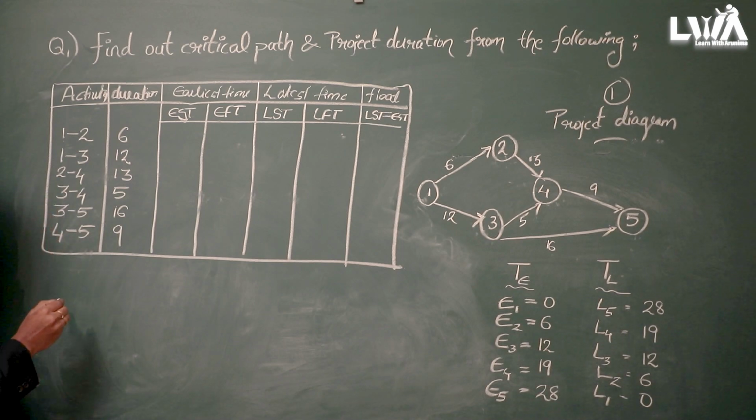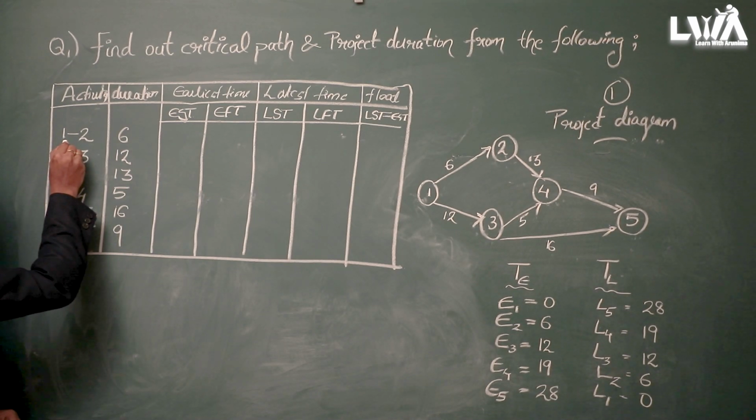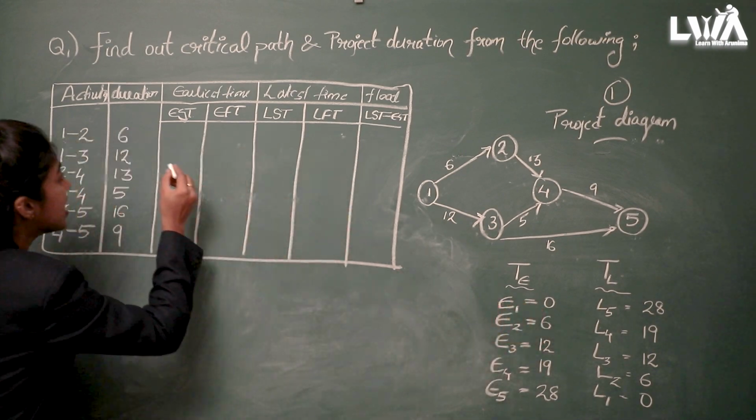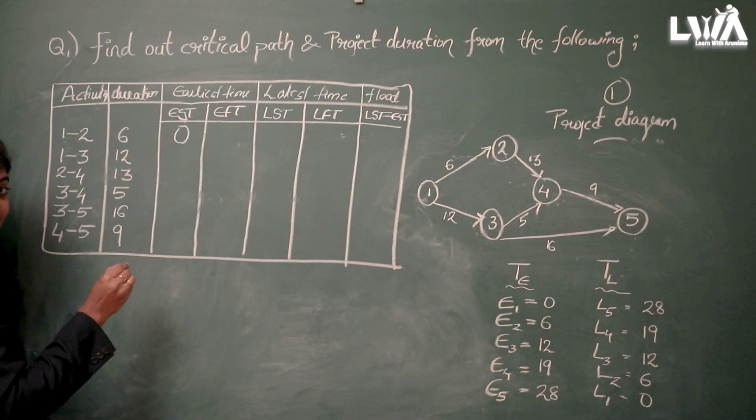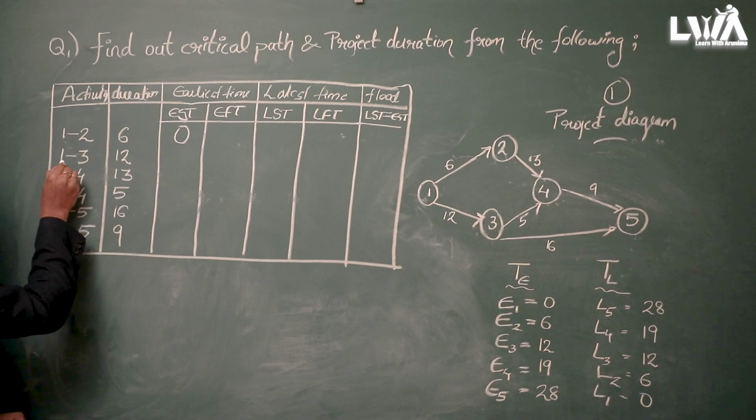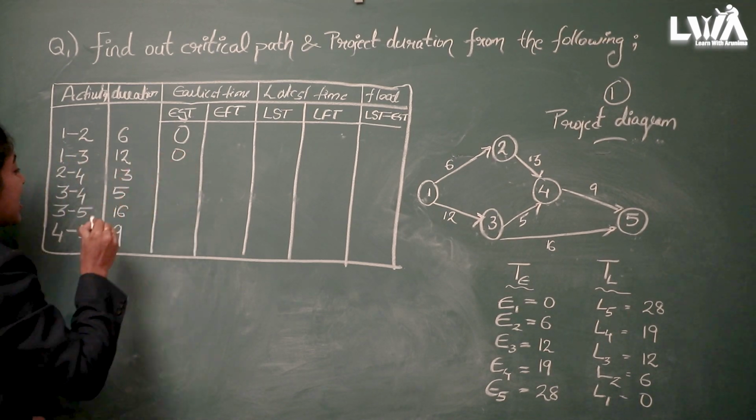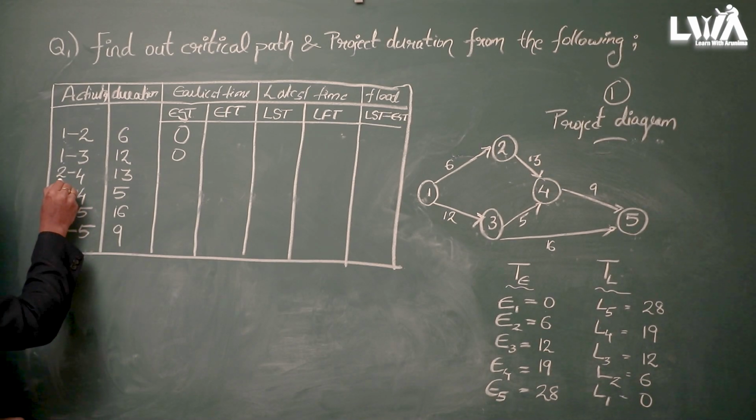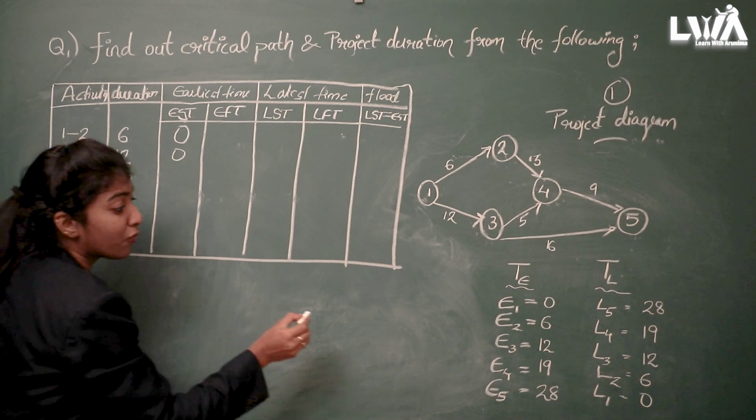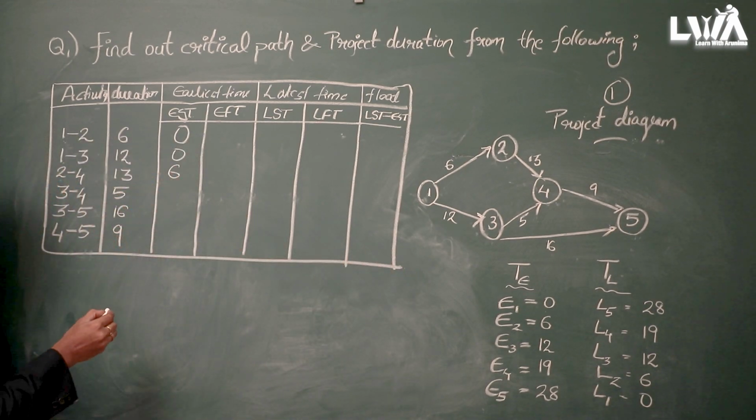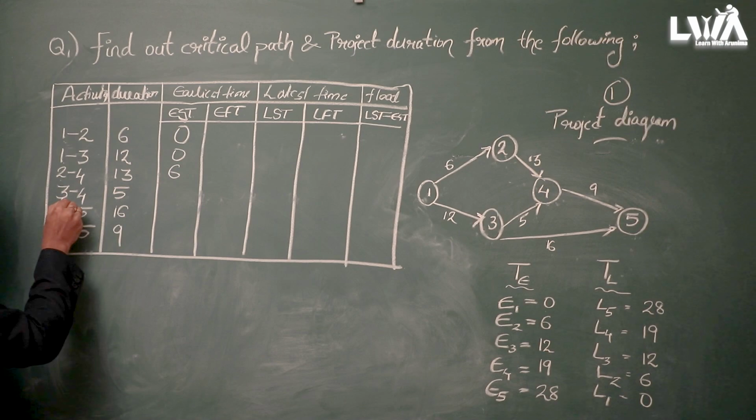Here, what is the tail event? 1. Okay, what is the E1 value? It is 0. Just like that, here also the tail event is 1, so the value of E1 is 0. Here it is 2, right? The value of E2 is 6, it is written 6 here.